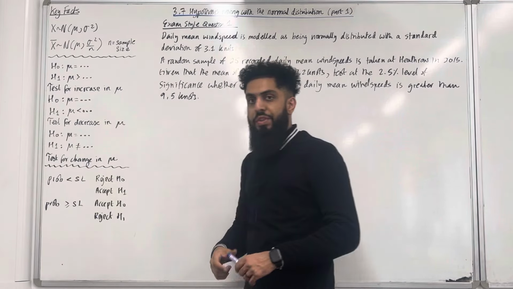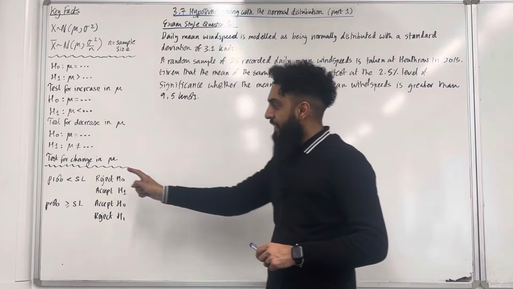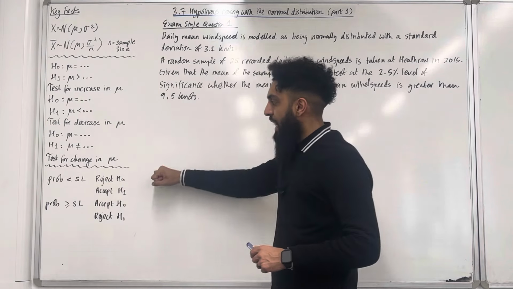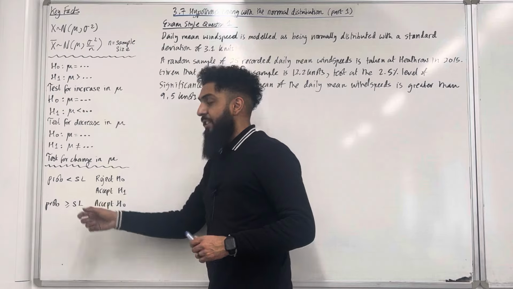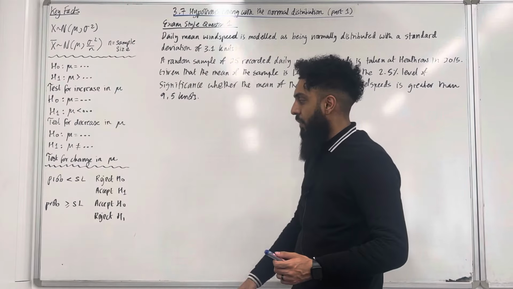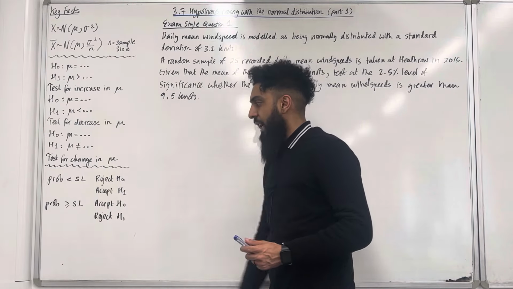Important facts. When you calculate your probability and it is less than the significance level, you reject H0 but you accept H1. If you calculate your probability and it is more than or equal to the significance level, you accept H0 but you reject H1.